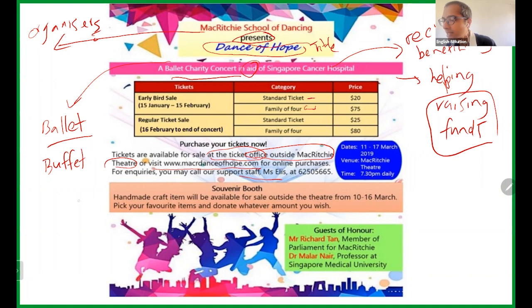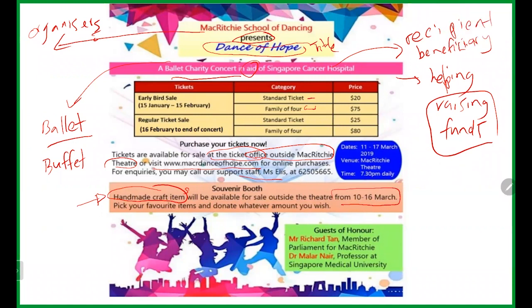Now, what else are they having at the event? Souvenir booth. What are they selling there? Handmade craft items. Yes, items, right, with S. Okay, and when are they selling that? 10 to 16 March. Good.